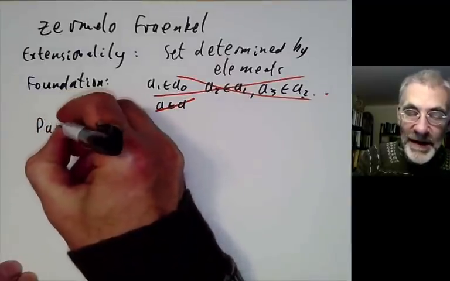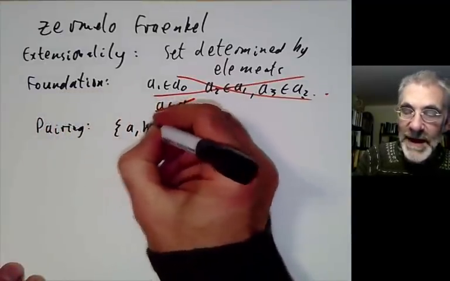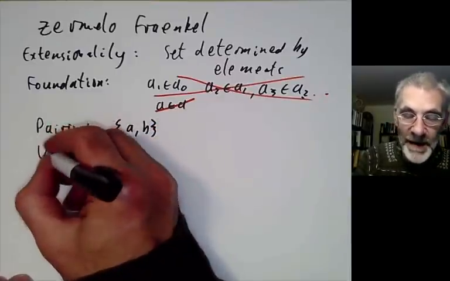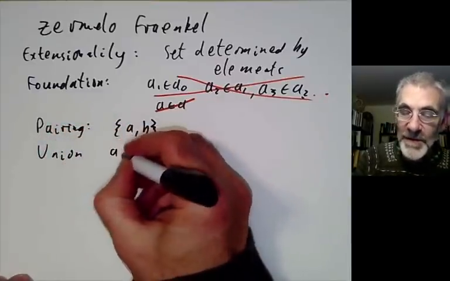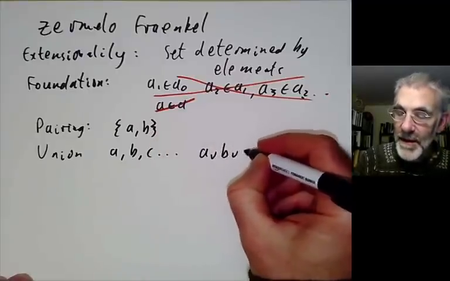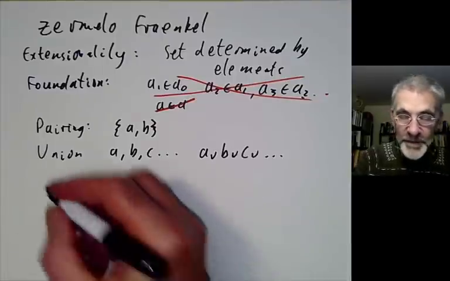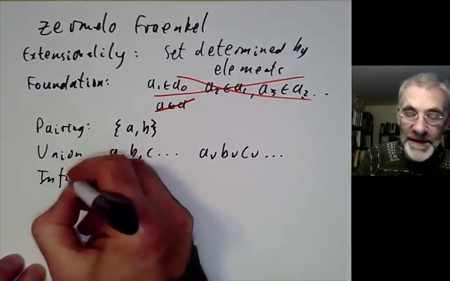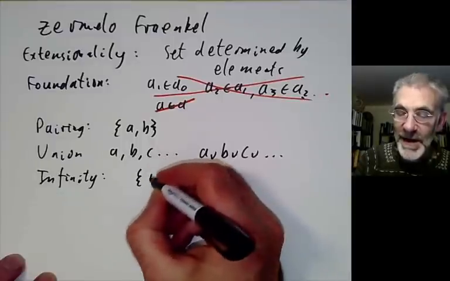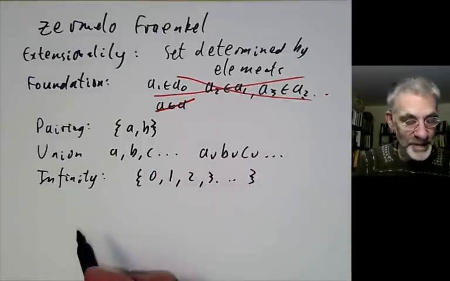Next we have pairing, which is a rather simple axiom. It just says if you've got any two sets, then you can form a new set whose elements are the two sets A and B. And we have union, which says that if you've got sets A, B, C, and so on, then you can form their union, which is the set of elements contained in one of these. Then we have the axiom of infinity, which says there is an infinite set. So for example, you might take the set 0, 1, 2, 3, and so on, whatever that means.